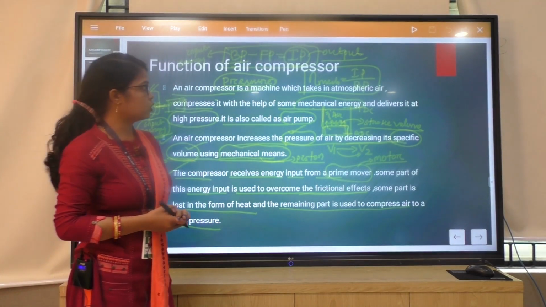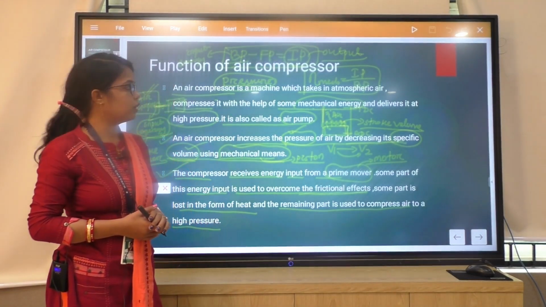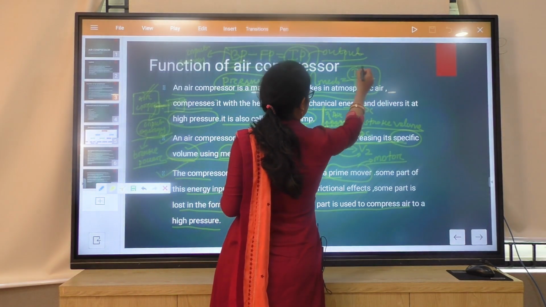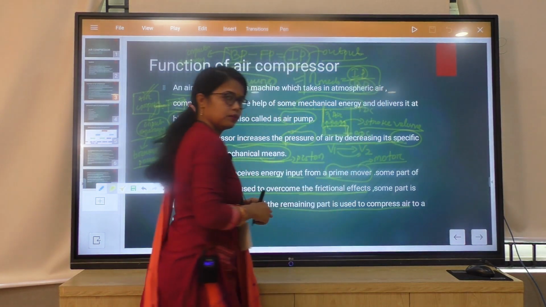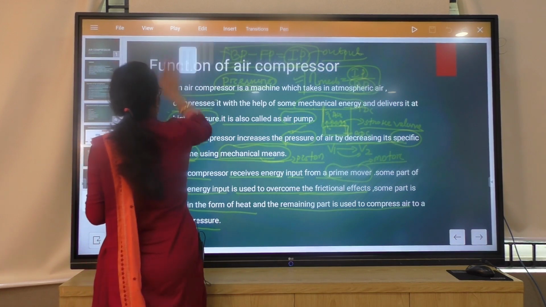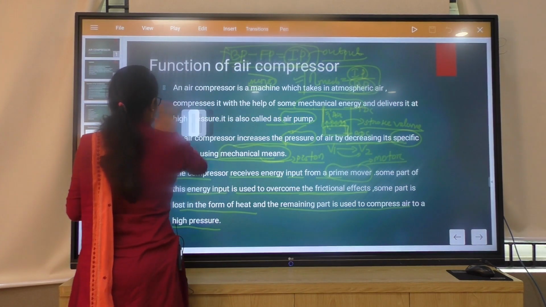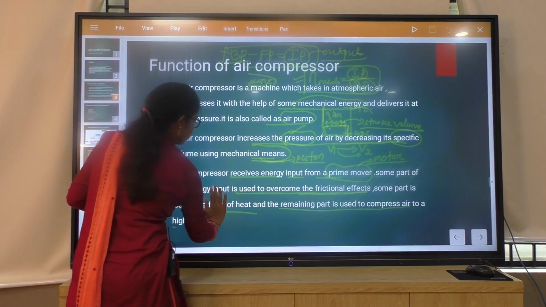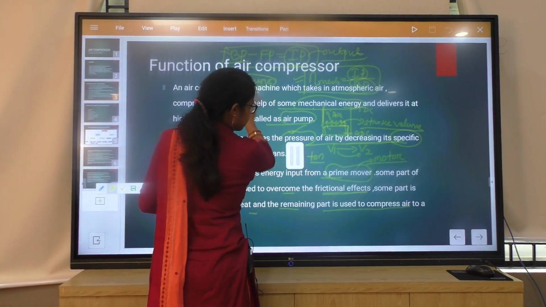Clear? This equation you have to remember, very important. And mechanical efficiency is indicated power divided by brake power. Clear? So, this much. We will discuss the industrial uses of compressed air in the next slide.